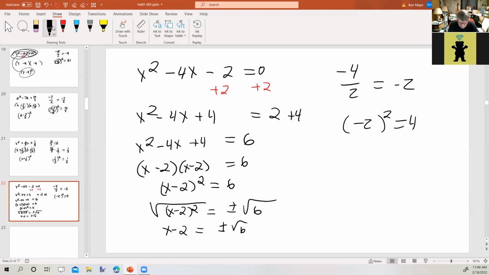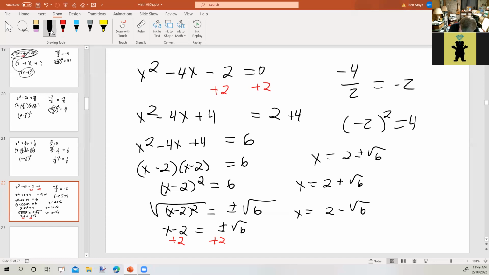Then I'm going to add 2 to both sides of the equation. So I get x equals 2 plus or minus the square root of 6. So x equals 2 plus the square root of 6, x equals 2 minus the square root of 6. So there's my 2 answers. And then it said approximate each solution to the nearest hundredth.